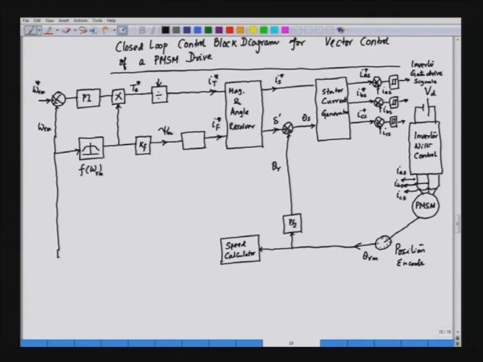So, we have the mechanical speed which is calculated by the speed calculator, and it is fed back and compared with the reference speed, and then we have the speed controller. So, this PI controller that is used here is the speed controller. Now, we have the various blocks.